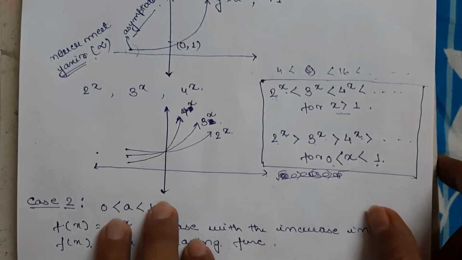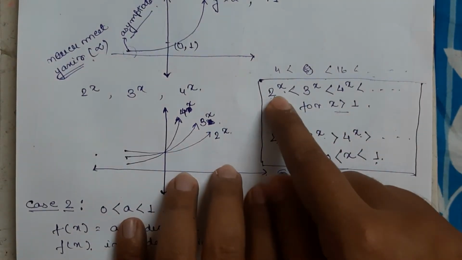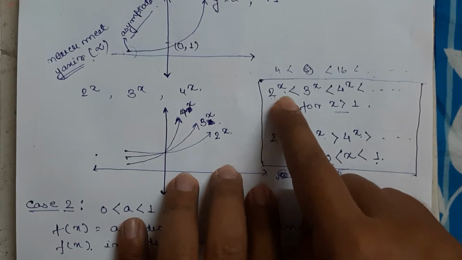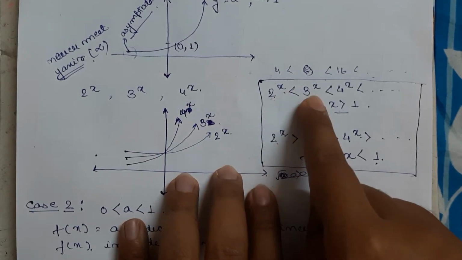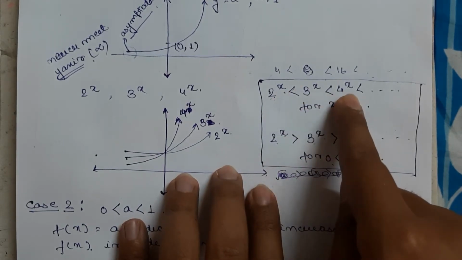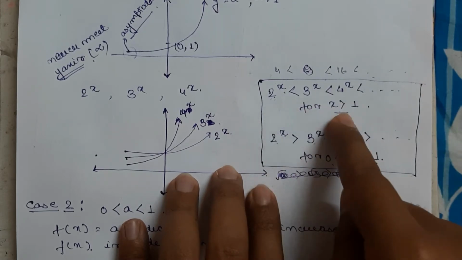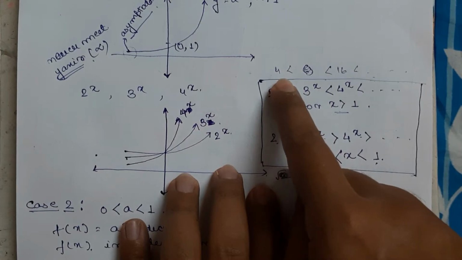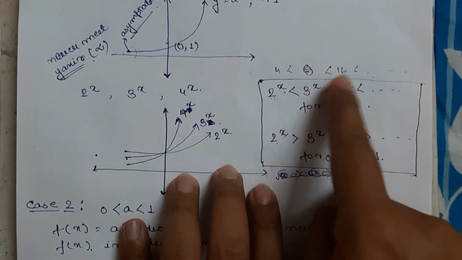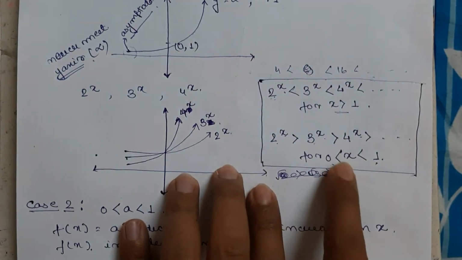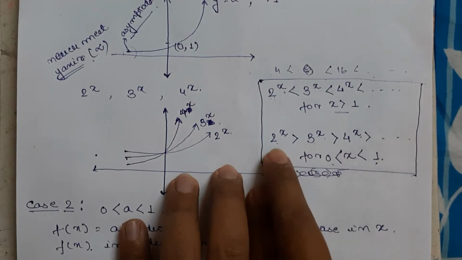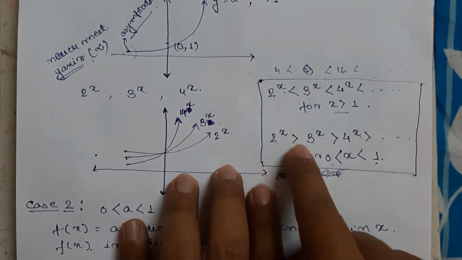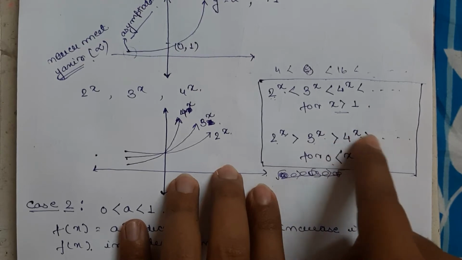Okay, now as you can see here, 2 to the power x is less than 3 to the power x is less than 4 to the power x, it's easy, right? Why? When x is greater than 1, you can take x as 2 for example, like 4 is less than 9 is less than 16, right? But when x is between 0 to 1, it's the opposite, meaning 2 to the power x is greater than 3 to the power x is greater than 4 to the power x.